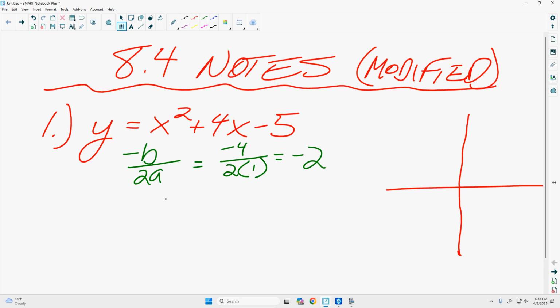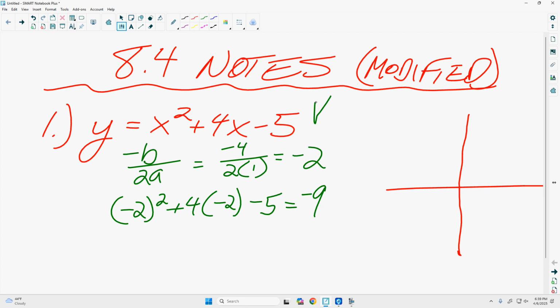Then I'm going to plug it in. Like that. And that's just all calculator. You don't have to necessarily write all that stuff, do you? So what is that? That's 4 minus 8, so I'm at negative 4, minus 5, which is negative 9. So that means that the vertex is negative 2, negative 9.